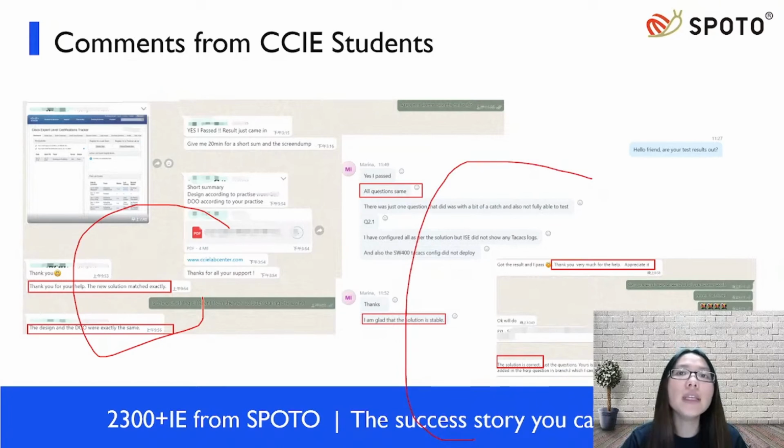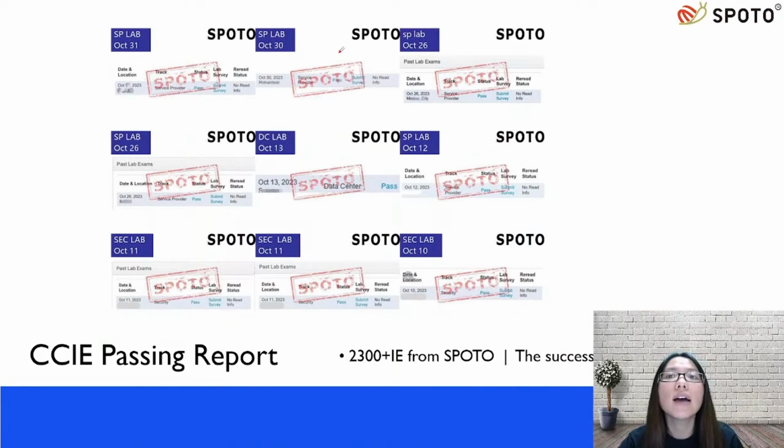We not only have a high pass rate, but also offer remote rack access and CCIE tutor technical support, which can help speed up your CCIE journey.